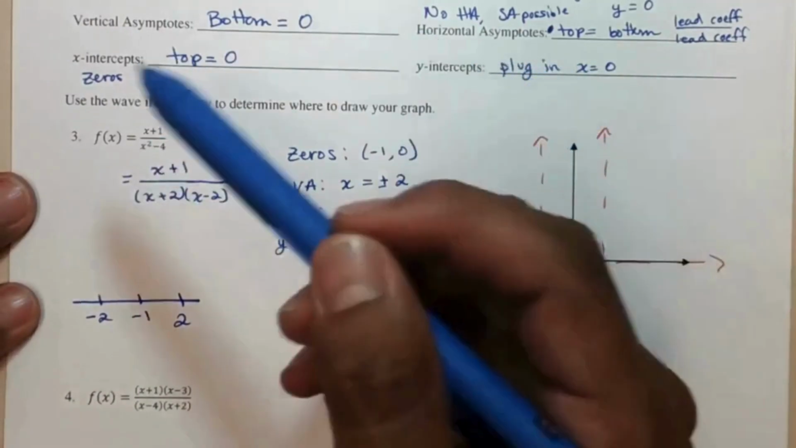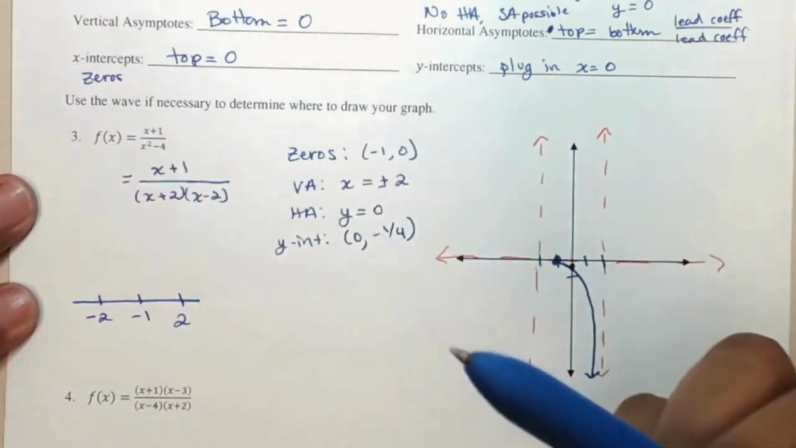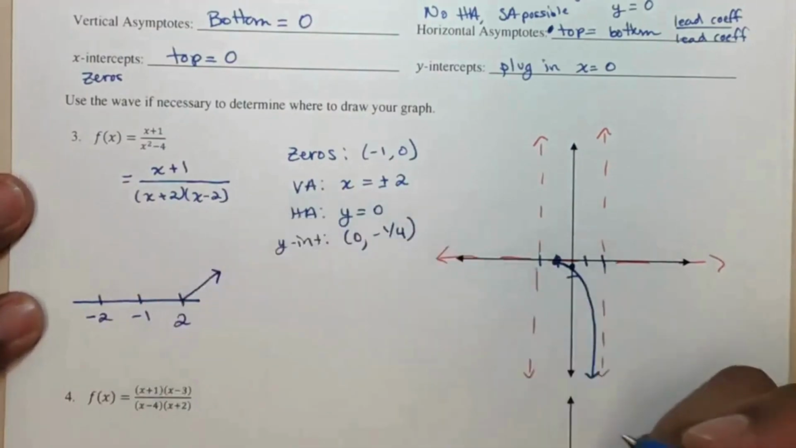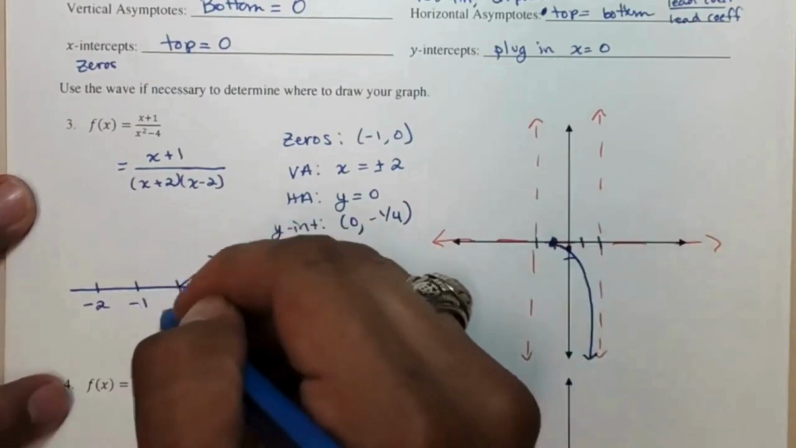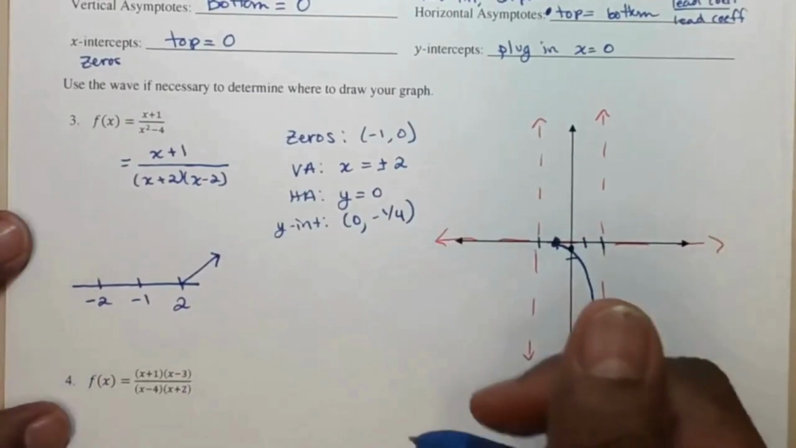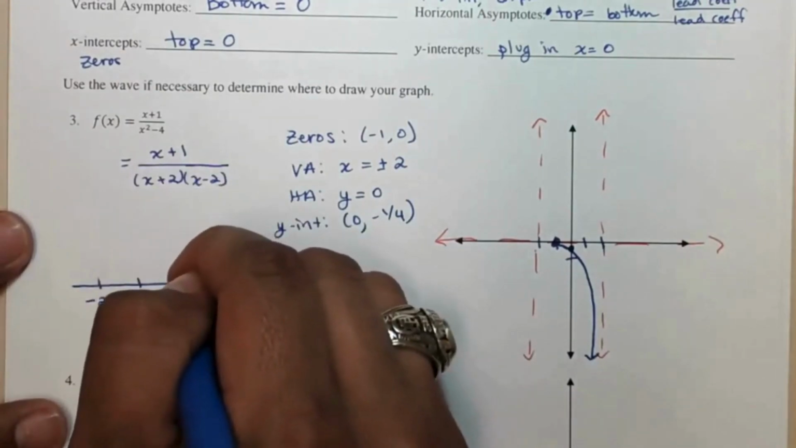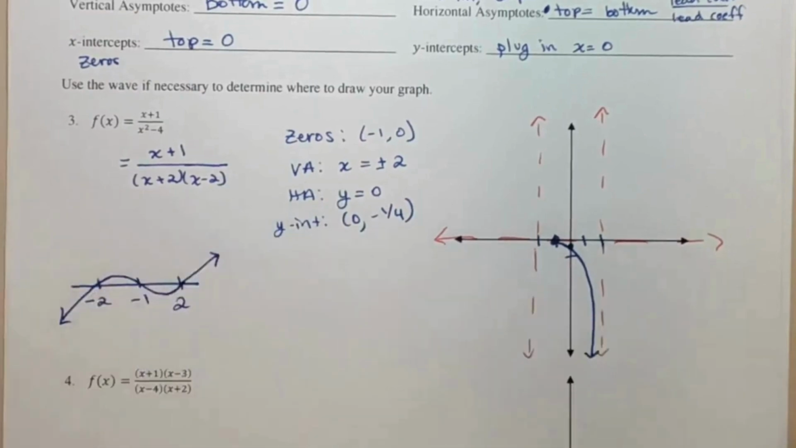So same idea with the wave. You look at the leading coefficients. The leading coefficient on the top is positive. The one on the bottom is positive. So we're going to start up here. We don't have to worry about less than or greater than or equal to or anything here because we're just trying to see what happens at these values. Since these are all single critical points, we're going to go through each one of them. So this is what my wave ends up looking like.